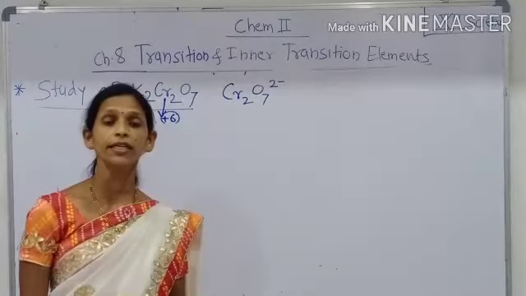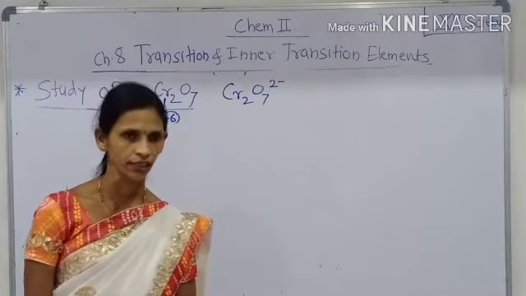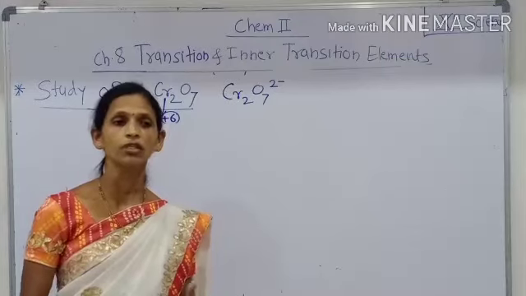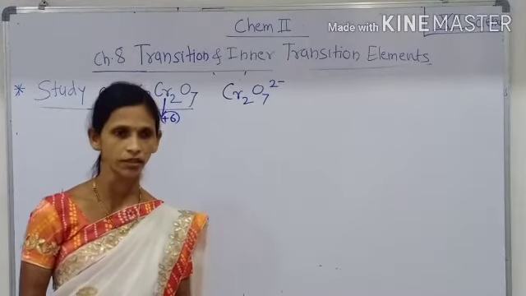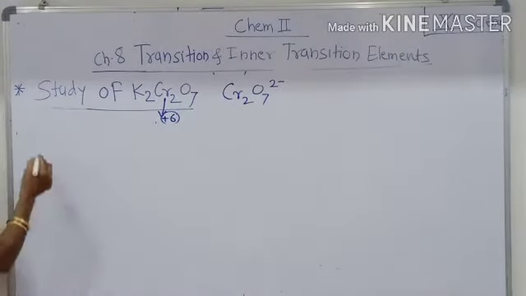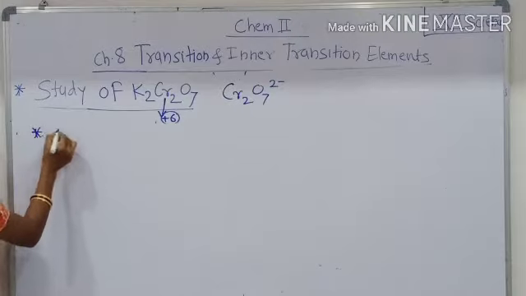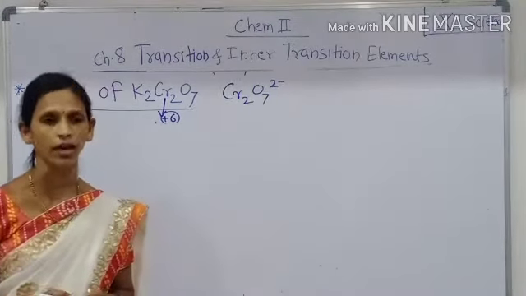K2Cr2O7. Acidic K2Cr2O7 is a strong oxidizing agent. That means it oxidizes different types of compounds or ions. First of all, we have to discuss the oxidation process of I minus, that is the iodide ion.